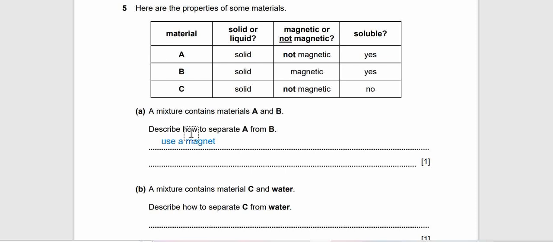Next, here we go. Now we are in 5B. A mixture contains material C and water. So this is C. Describe how to separate C from water. 10 seconds from now.